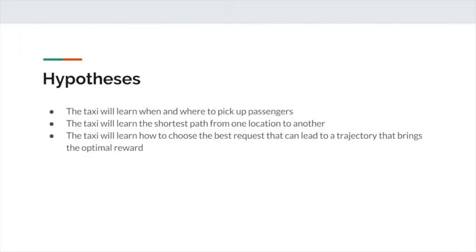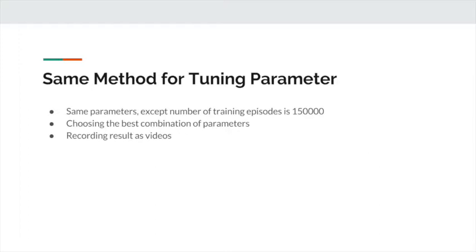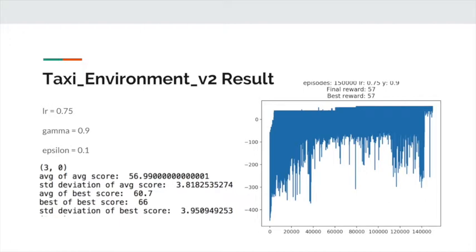A new hypothesis here is that the taxi will learn how to choose the best request that can lead to a trajectory that brings the optimal reward. When it comes to tuning the parameters, I use the same method as before. The only difference is that the agent is trained longer this time since the state action space has become bigger. Combination of learning rate equals 0.75, gamma equals 0.9, and epsilon equals 0.1 gives the most stable training performance. And a typical result of training is shown in the next video.